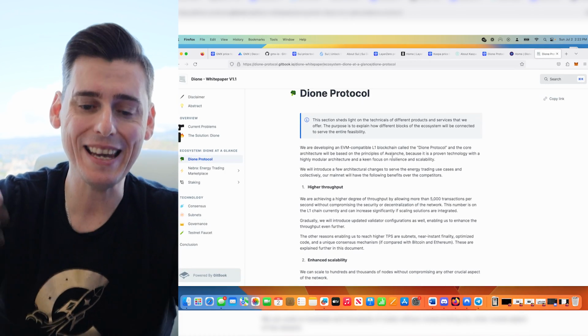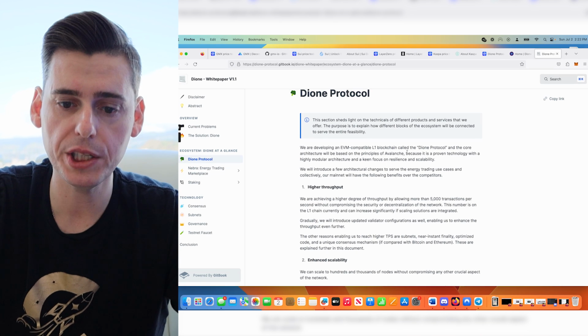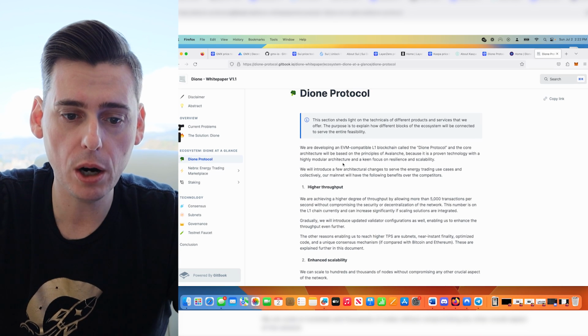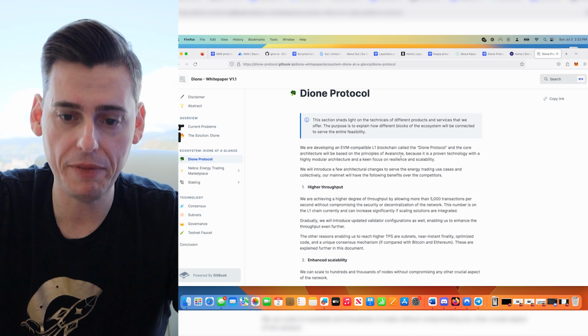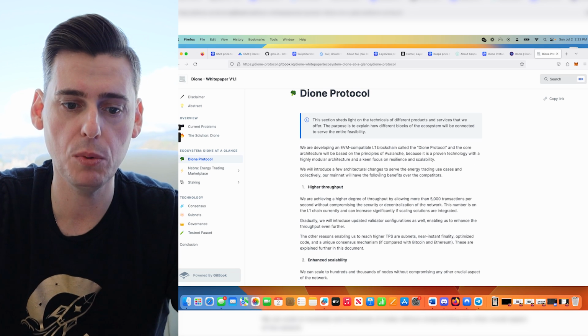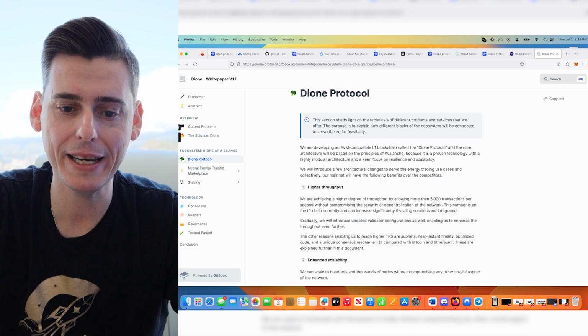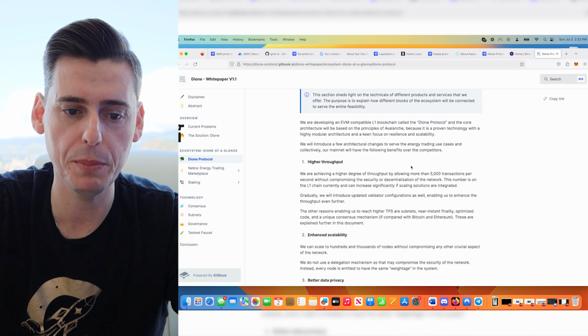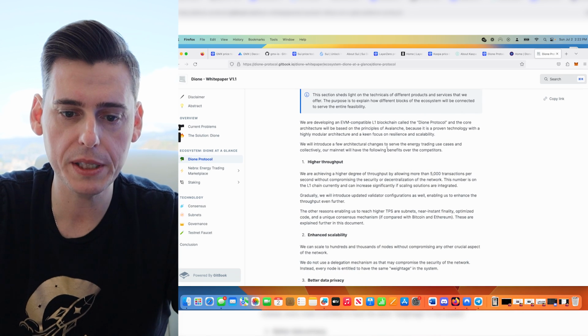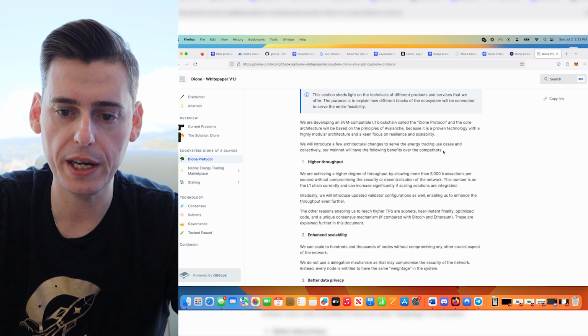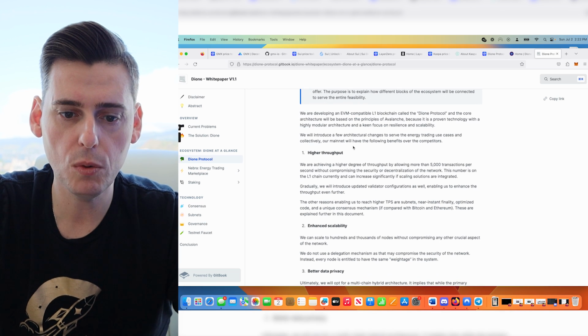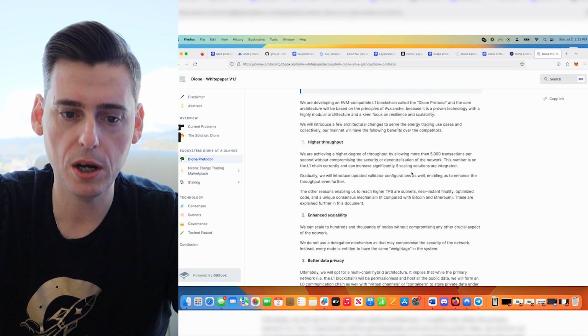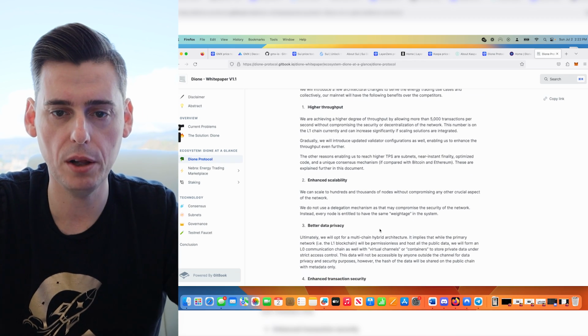We are developing an EVM compatible layer one blockchain called Dion Protocol. At the core, the architecture will be based on the principles of Avalanche because it's a proven technology with a highly modular architecture and a keen focus on resilience and scalability. We'll introduce a few architectural changes to serve the energy trading use cases and connectivity. Our mainnet will have the following benefits over the competitors, right? So it goes in and talks about all of these things.